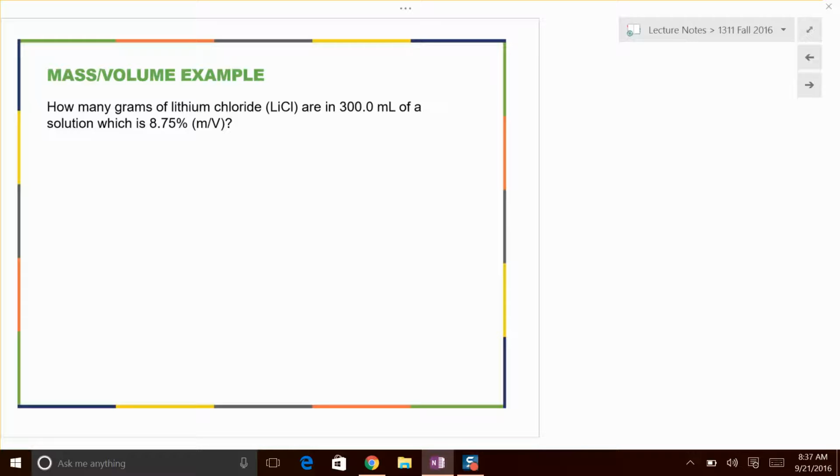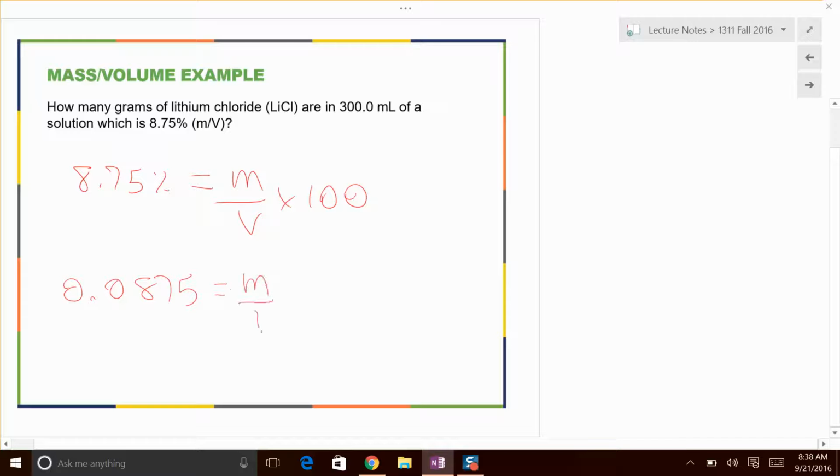First thing I want to do is get it out of percent and put it back into its decimal. So 0.0875 equals the mass per volume. I don't have that 100 anymore because I divided by 100. I got rid of it by putting it in its decimal. Let's start over so we don't confuse anybody. 8.75% equals the mass per volume times 100. So I divide by 100 and I get 0.0875 equals mass per volume. Now what am I solving for?